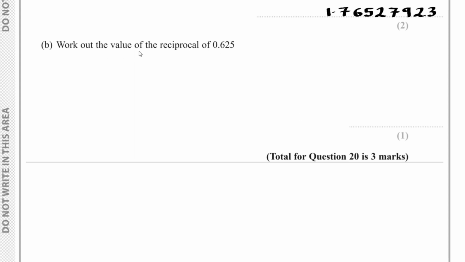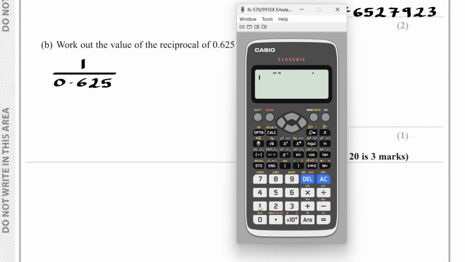Part B, we have to work out the value of the reciprocal of 0.625. Well, reciprocal means 1 over. So we have 1 over 0.625, and if I work out what this is, we get 8 over 5, which is 1.6. So the reciprocal of 0.625 is 1.6.